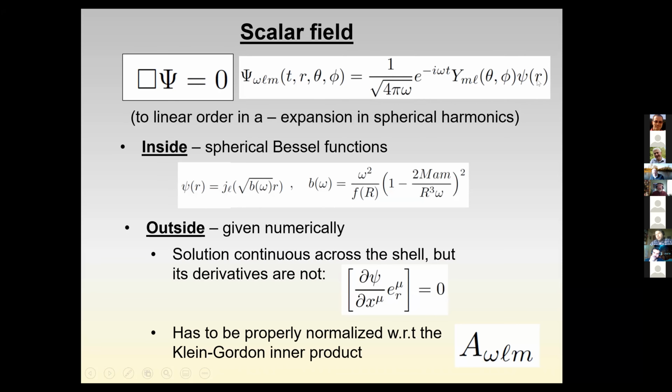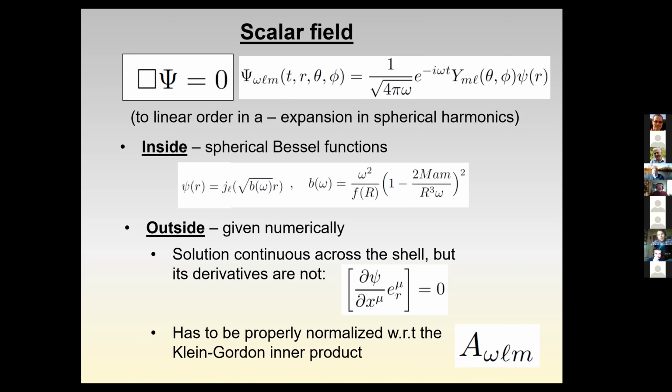This equation will be different inside the shell and outside the shell. Inside, it is super simple because it is just flat space. So our solution inside is the Bessel function. Of course, I require regularity at the origin here. And you see that this Bessel function depends on the rotation parameter A.